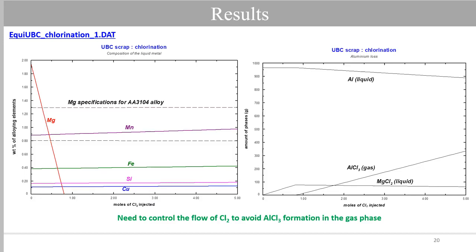You can see here, so this is only to show that this is magnesium chloride that is formed, that it stops forming as soon as there is no magnesium left. So the conclusion here we need to draw is that we need to control the flow of chlorine in order to avoid the aluminum chloride formation in the gas phase.